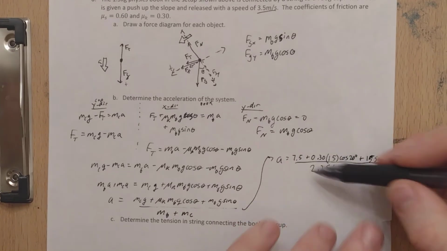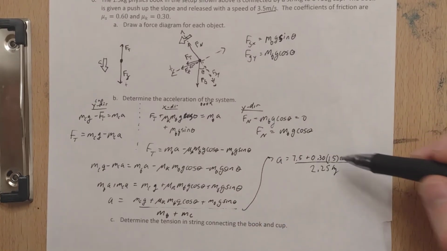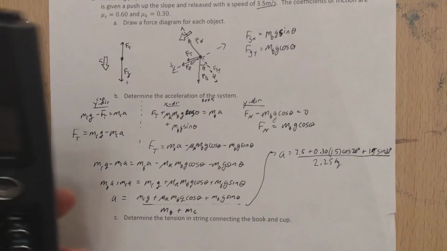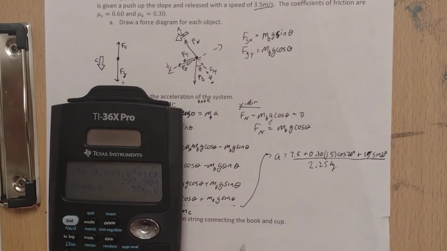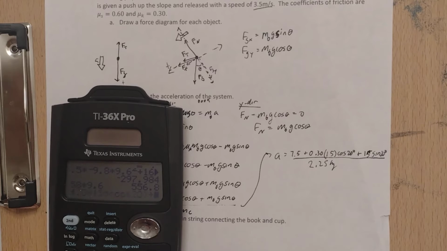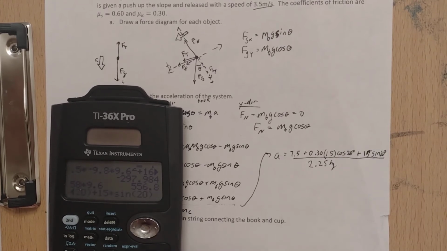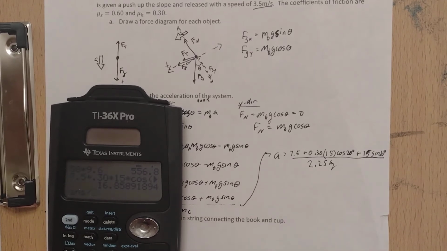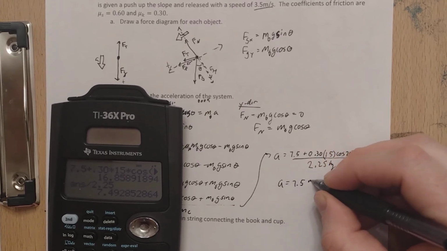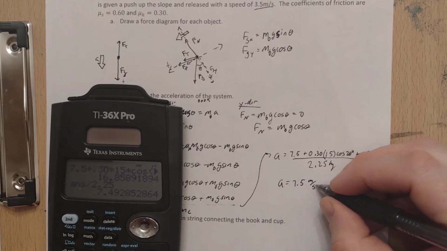Again, this is where you get to the blob method. You get to this step in the blob method right off the bat, and I'll show you that in a second here. So we plug it into our calculator: 7.5 plus 0.30 times 15 times cos of 20 plus 15 times the sine of 20, divided by 2.25. Acceleration equals 7.5 meters per second squared.